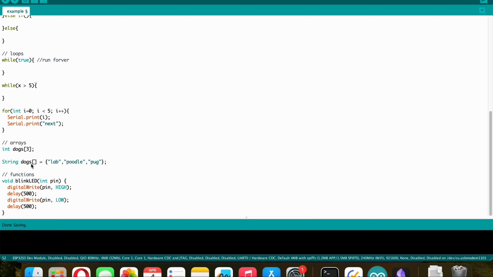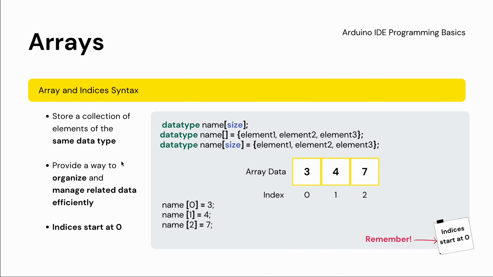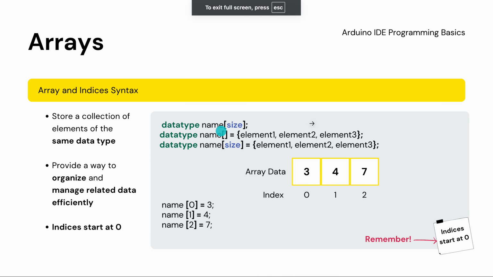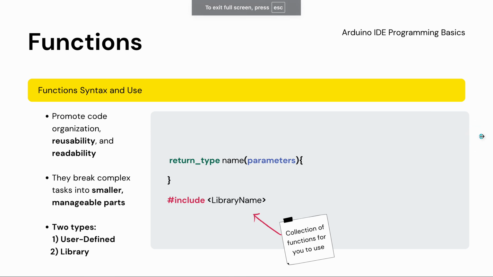Now, if we go to this one, here we don't specify the size, but we are storing something in it, so the computer can count, oh, you need 1, 2, 3 spaces of memory. So that's okay. But here we have it of type string, and we're naming it again dogs, and we're going to store in index 0, lab, in index 1, poodle, and in index 2, pug. Cool. Okay. Now, last but not least, we have functions.